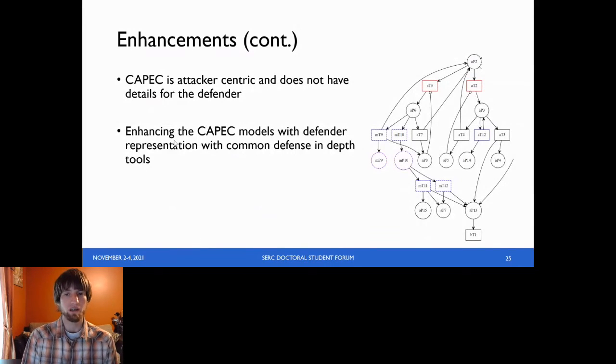So KPEC entries in the previous models are attacker-centric. They do not have details for the defender. Another part of my work is enhancing the KPEC models with defender representation for common defense in depth tools.